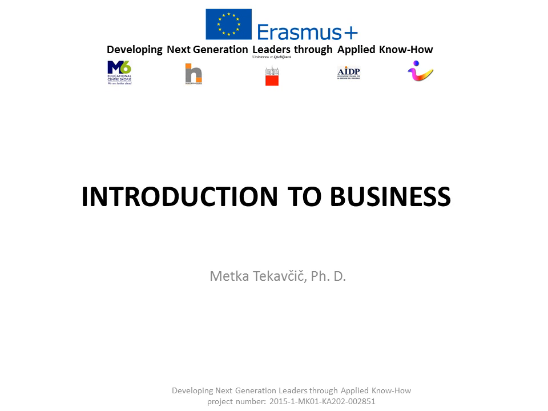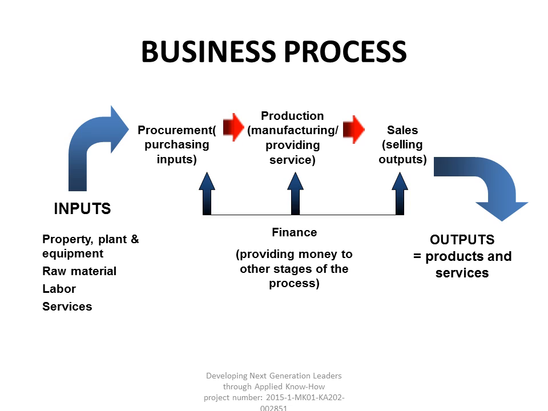This is the lecture on Introduction to Business. We started with explaining business process and basic business concepts. First, we explain inputs into business process, which are property, plant and equipment, raw materials, labor and services, and outputs of the business process, which can be either products or services.